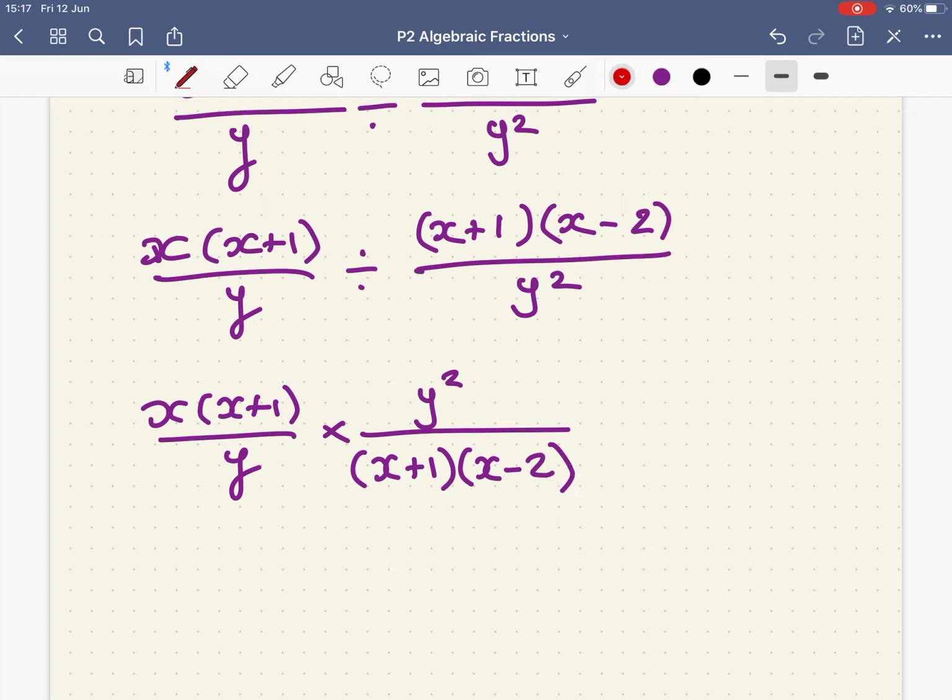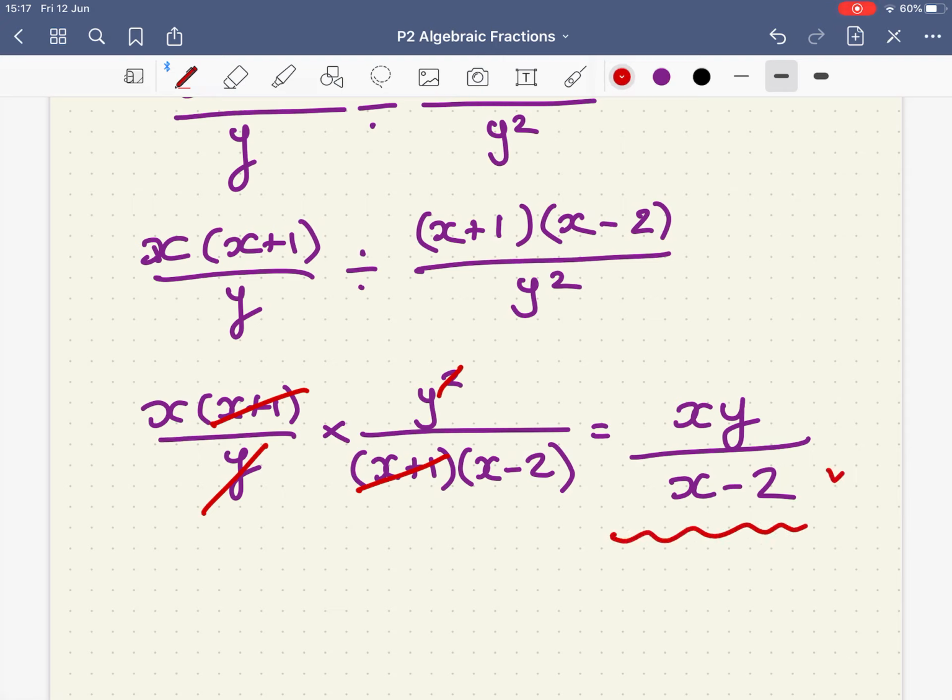Doesn't matter if you don't cancel, but if you don't cancel where you can, you're going to end up with something more complicated to deal with in a minute. So I am going to cancel it. So we're going to take this y with one of them. And then we're going to take that x plus 1 with that x plus 1. That's going to leave me on the top with an xy. And it's going to leave me on the bottom with an x minus 2. Okay. So that's that one done.